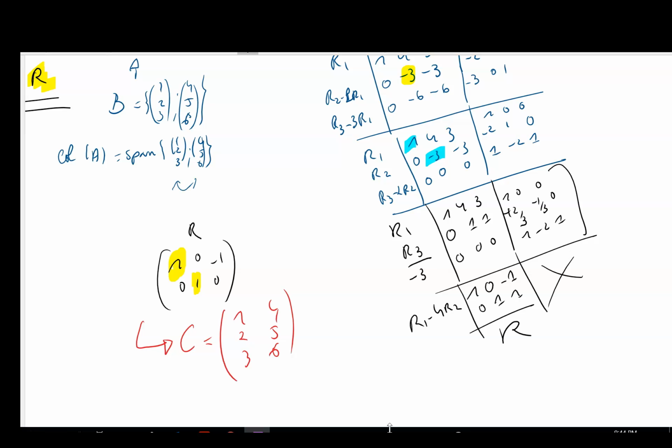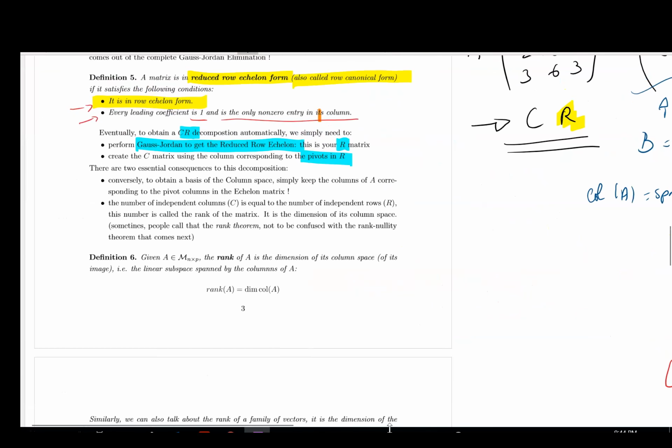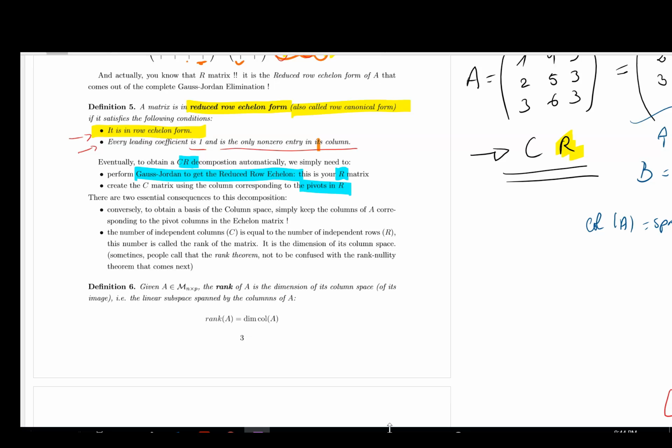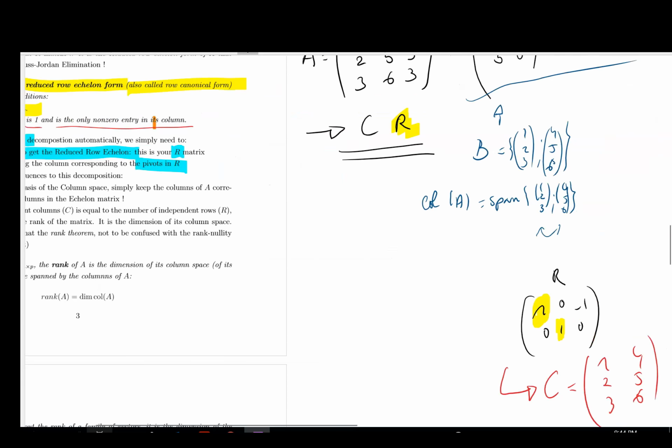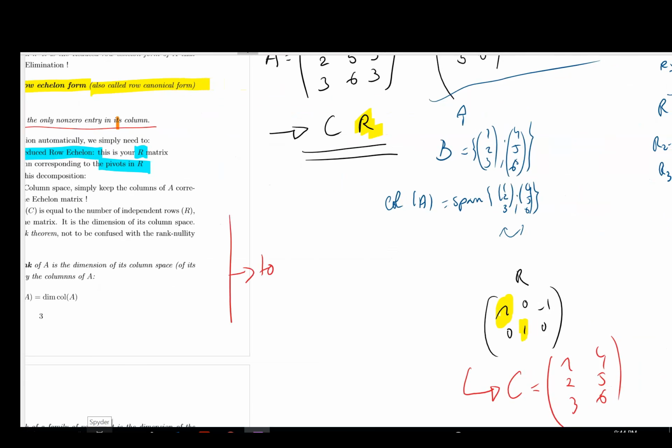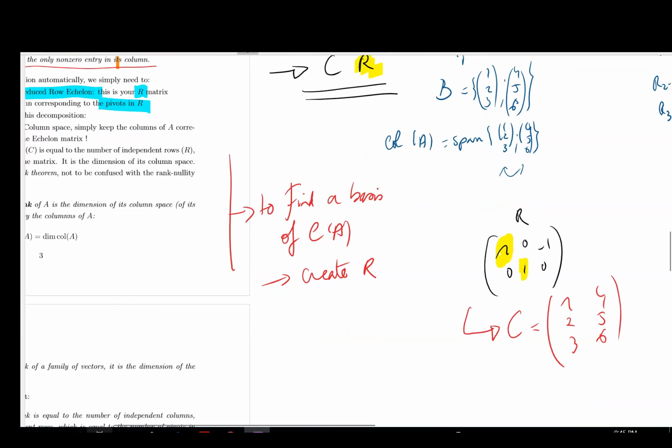Okay, so it is much simpler actually to perform, right? So that's how we can find a basis of the column space. To find a basis of C of A, create the reduced echelon matrix, and create the C matrix using the pivot columns. Okay, that's it.